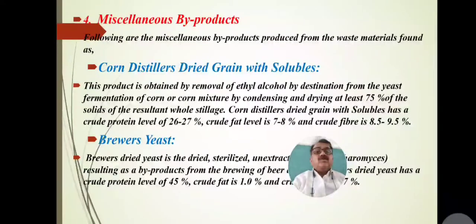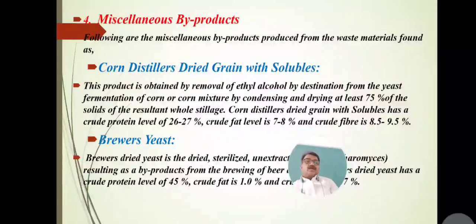That byproduct is called miscellaneous byproduct, and the following are miscellaneous byproducts produced from waste materials, waste from industries and manufacturing mills. The first important miscellaneous byproduct is corn distilleries dried grain with solubles. The name is hard and long.